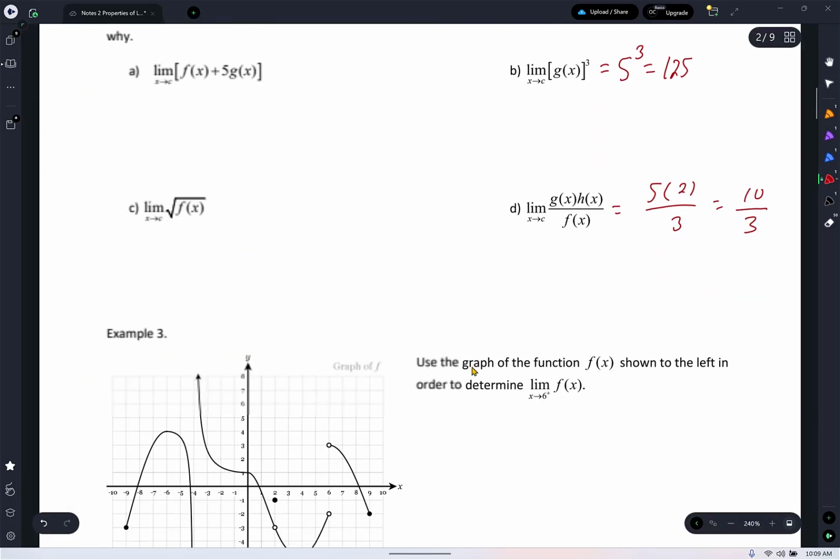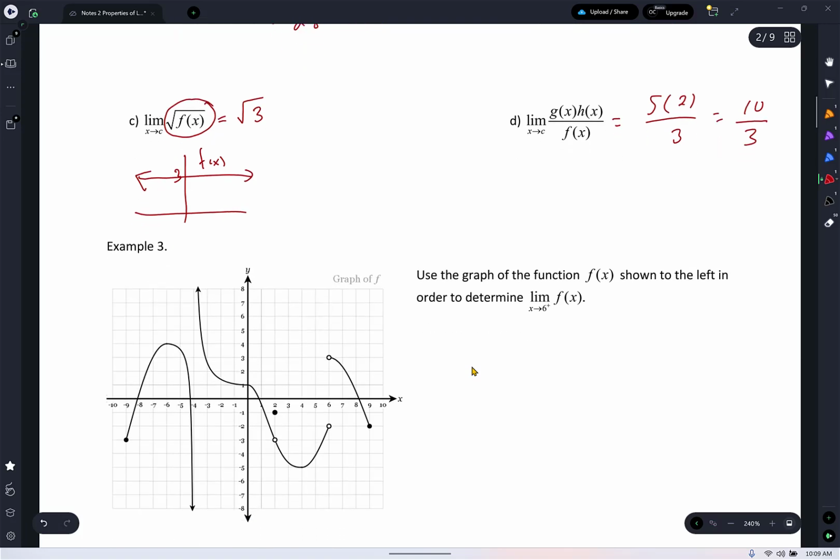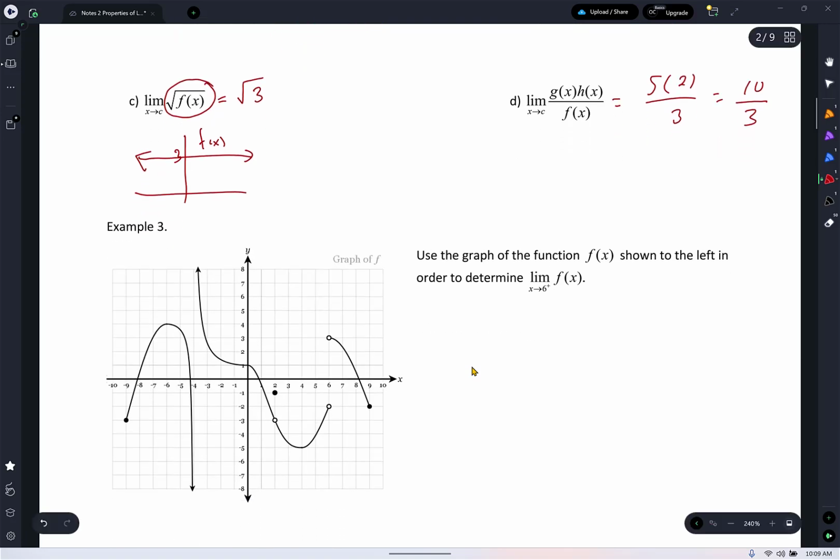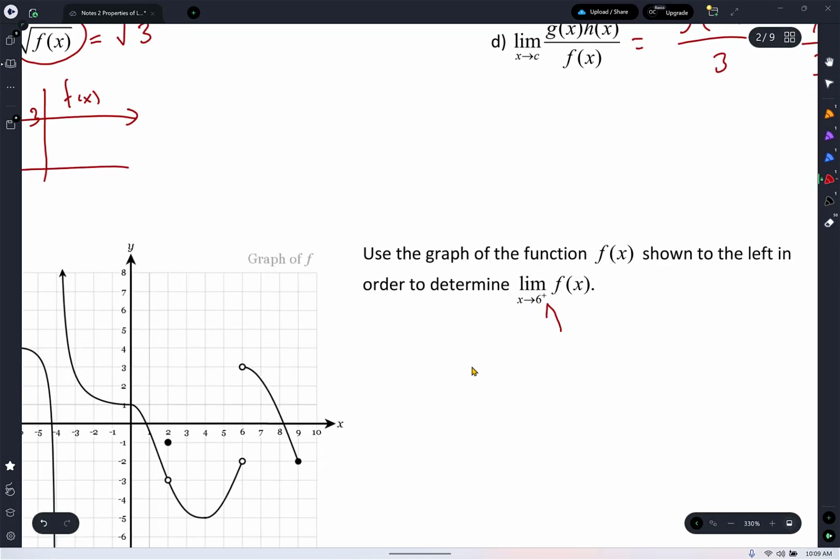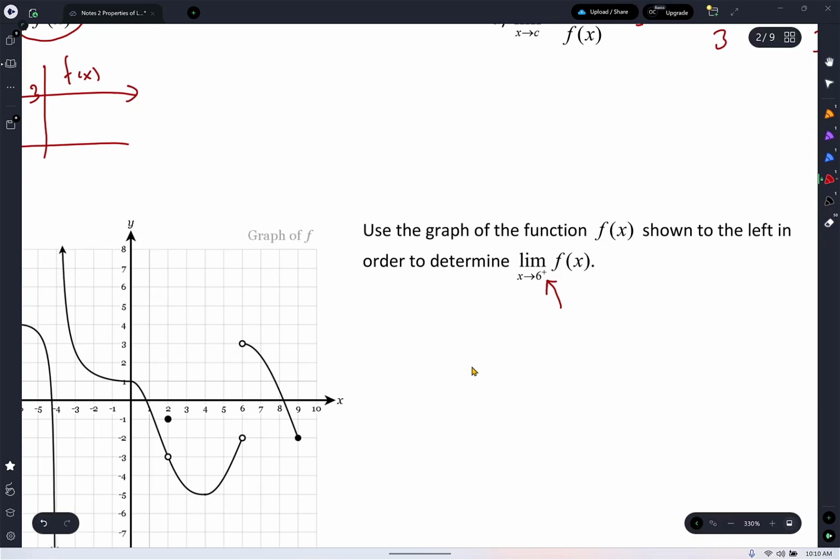Example 3 is kind of like a review of what we did yesterday. Relax, it's not extreme. This says, use the graph of the function shown to the left in order to determine... what does that little plus symbol mean again? From the right. You're approaching 6 from the right. So if I approach 6 from the right, looking at this curve, what is that y value that you're approaching? So there it is. That's it.